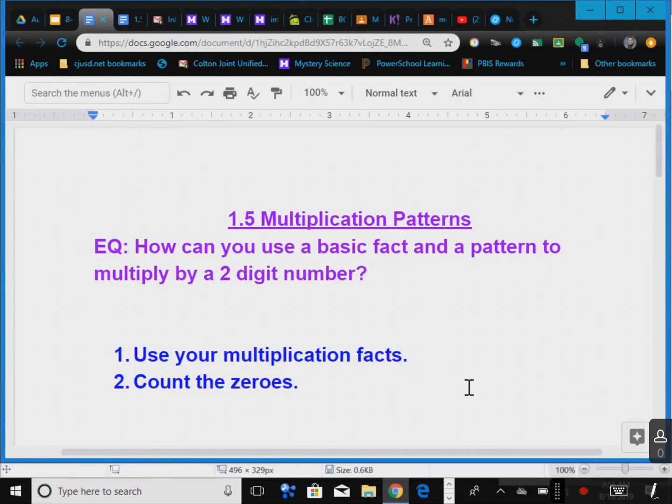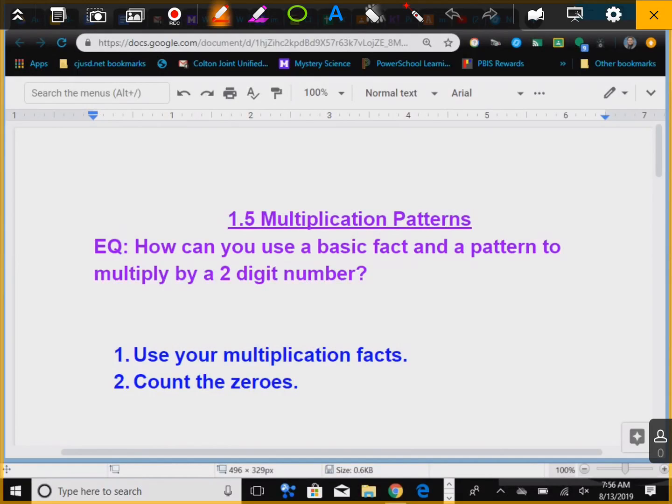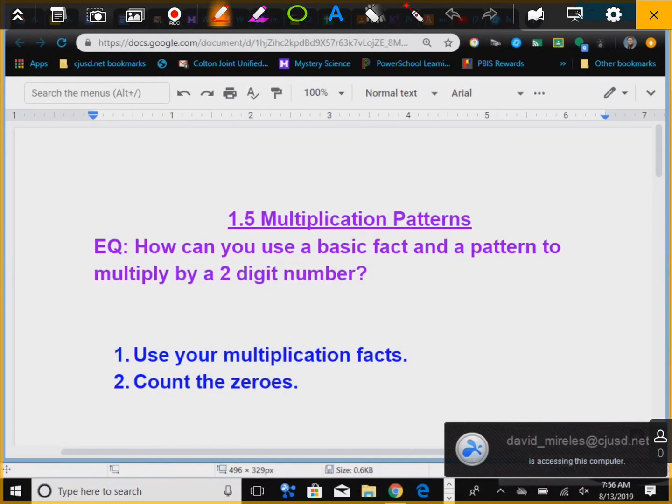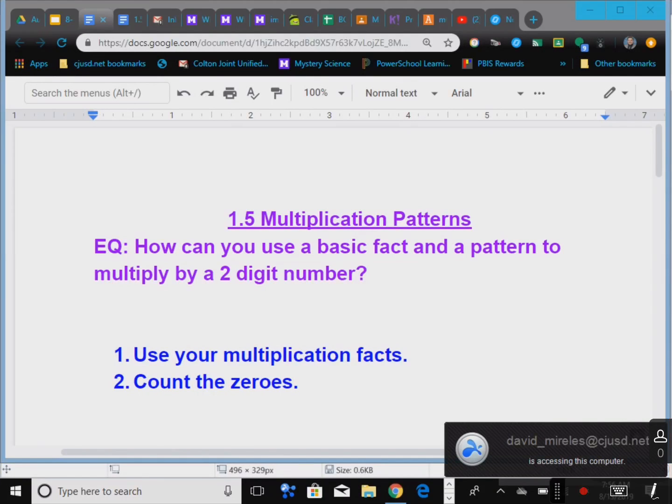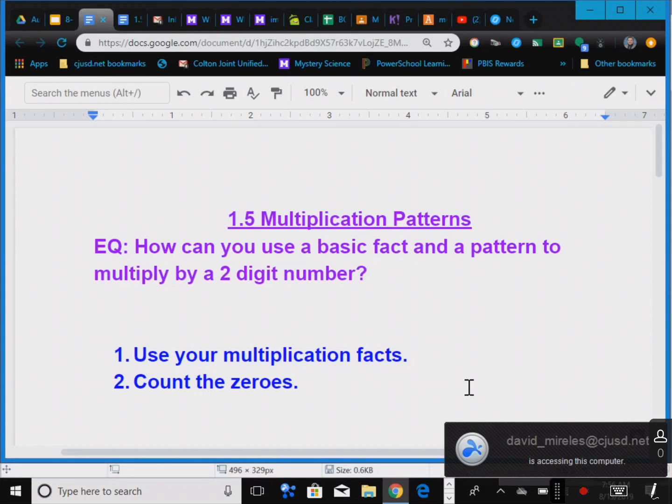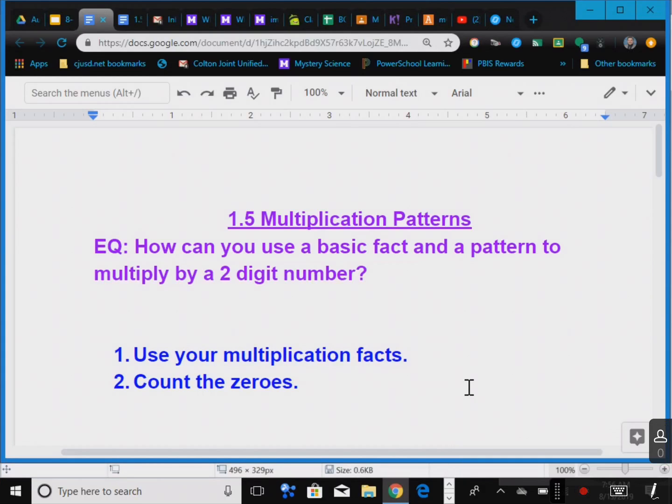Hello everyone, welcome to 1.5 multiplication patterns. This is a really important one. We're going to go ahead and get into it. That's the essential question. How can you use a basic fact and a pattern to multiply by a two-digit number?